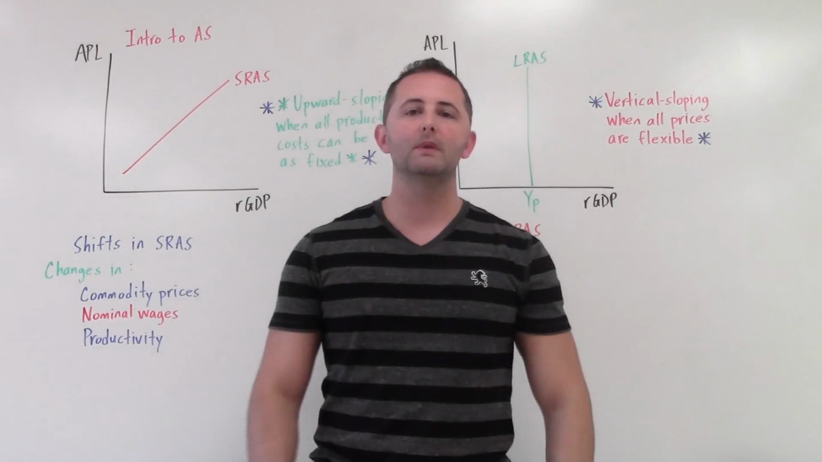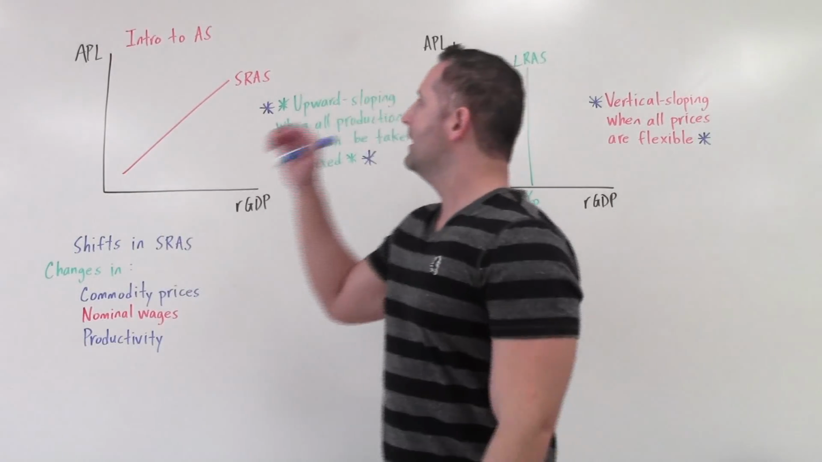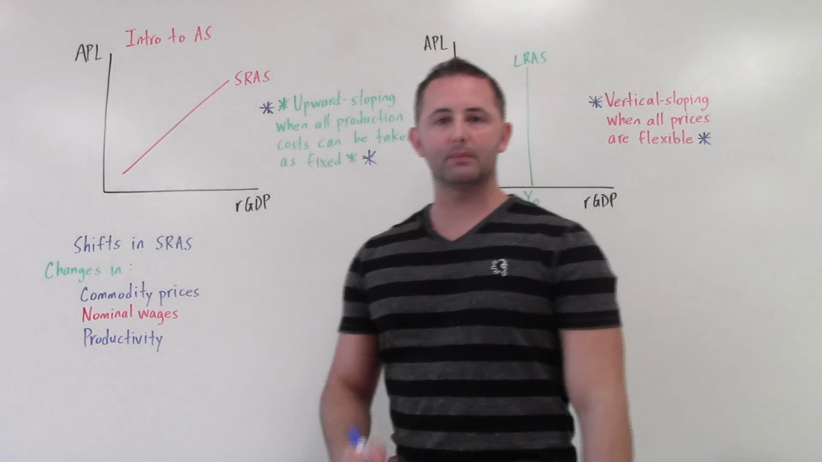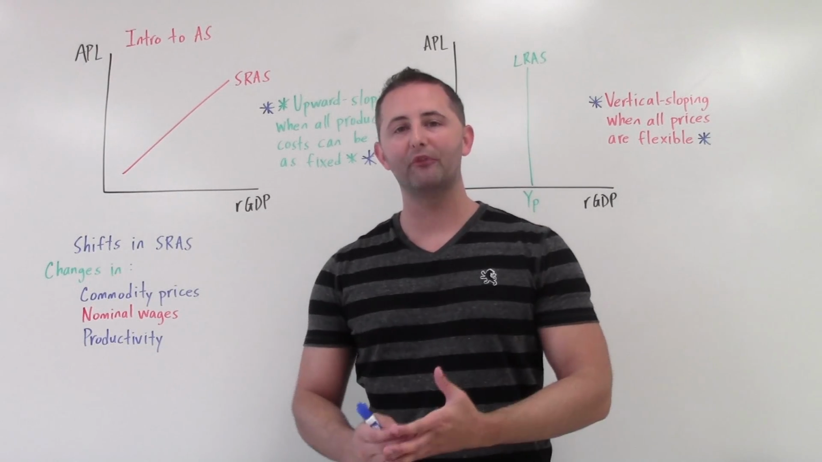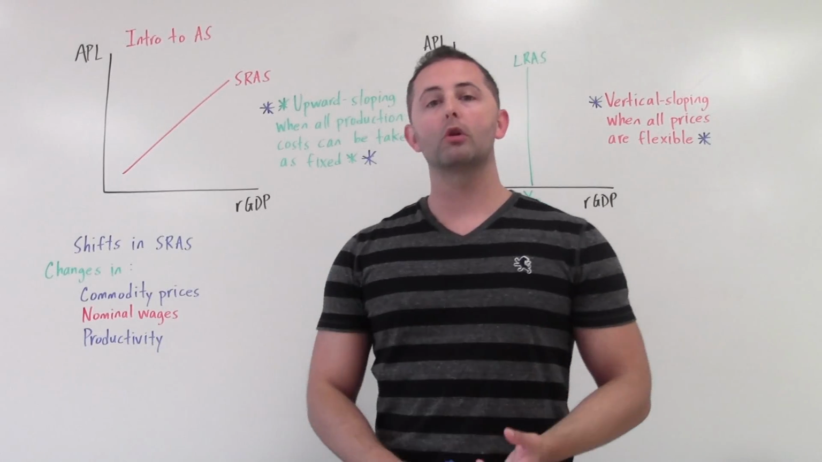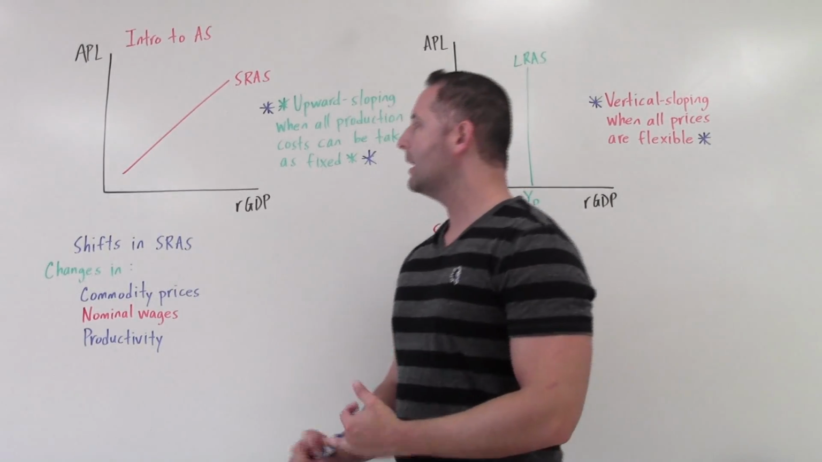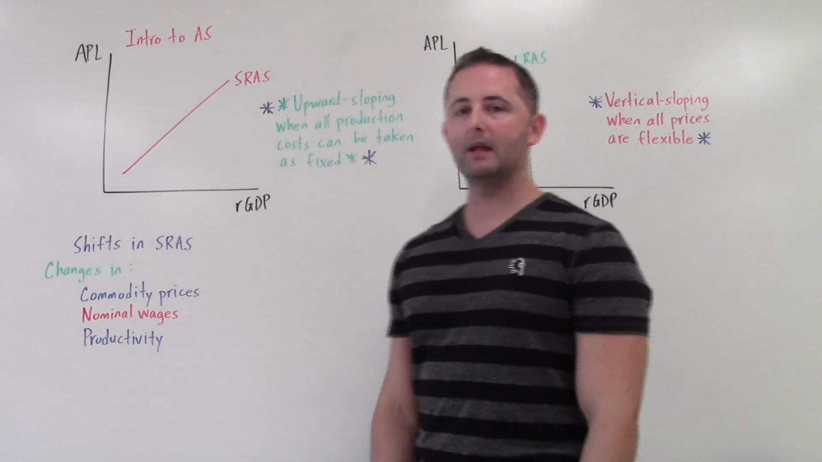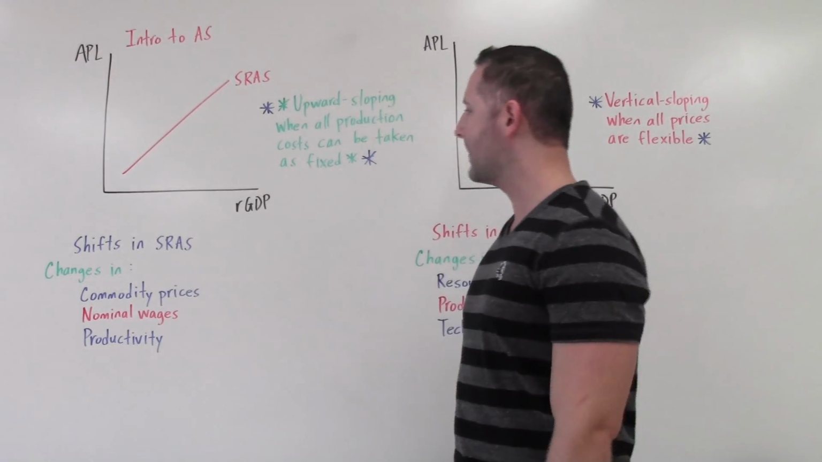So what this actually means for you is that we have two different aggregate supply curves. We measure aggregate supply differently whether we are in the short run or when we are in the long run. So this one is more complicated than aggregate demand, there's no doubt about that.